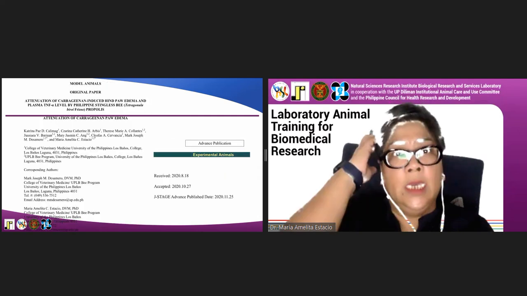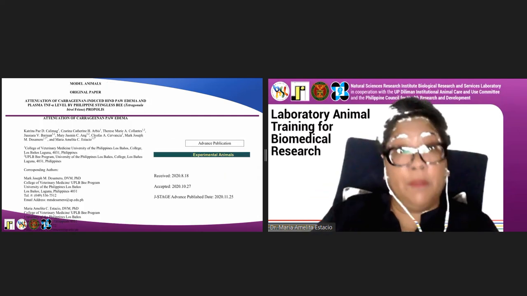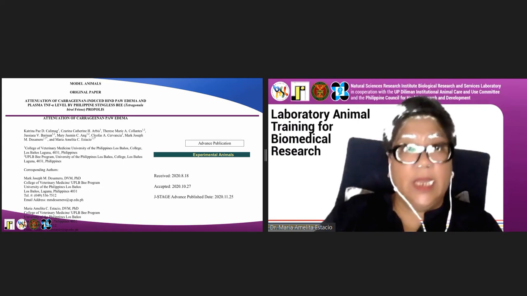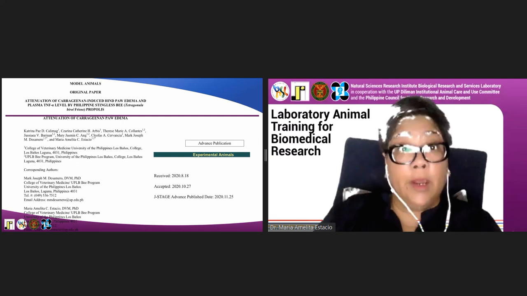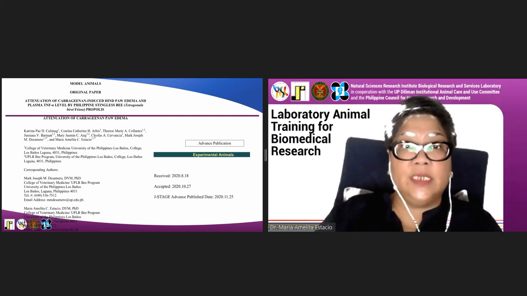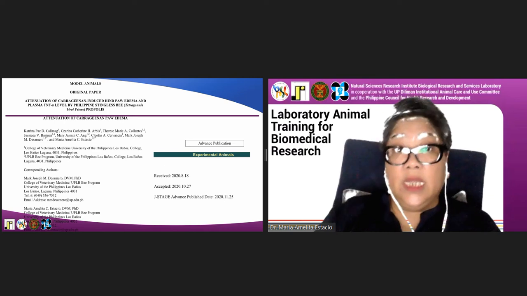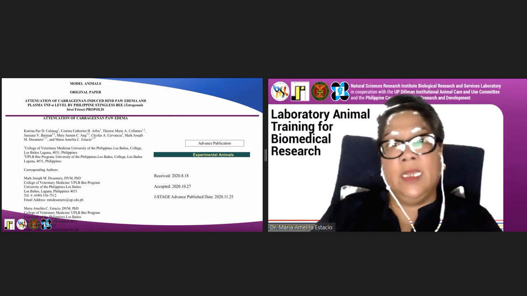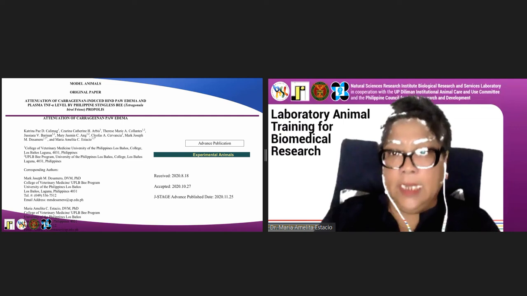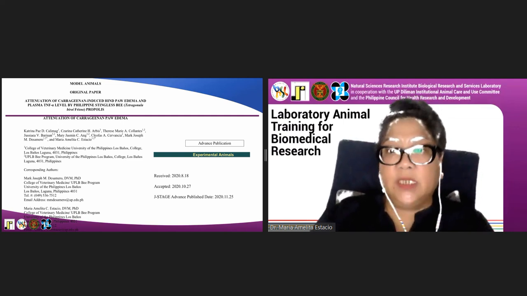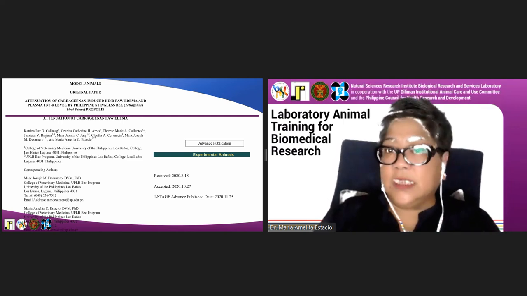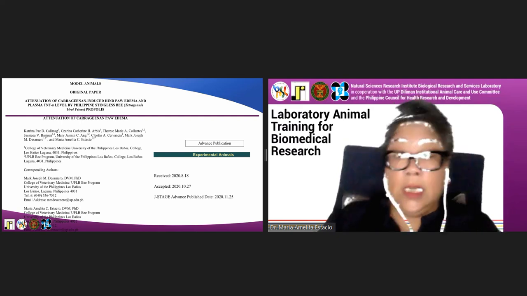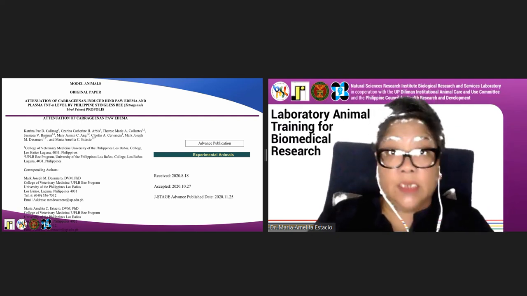We are also doing studies on inflammation. So this is the first screening that we did for the Philippine stingless bee propolis. This is a very good model for screening inflammation. This is the carrageenan-induced hindpaw edema model, and we tested the cytokines that are involved in inflammation. And this is an animal model that we did. And again, we published this just last year, 2020, in the journal Experimental Animals.